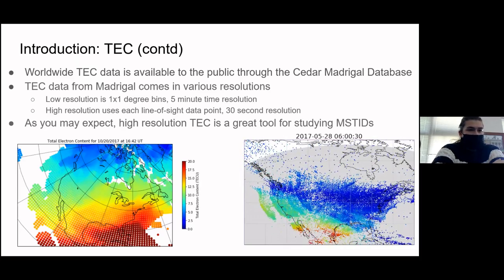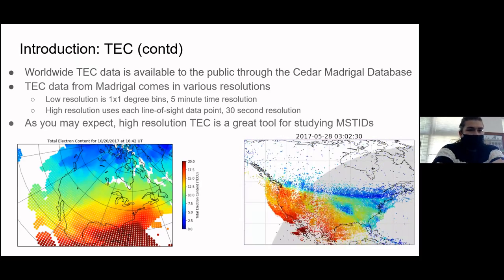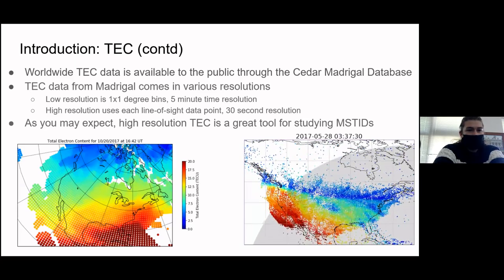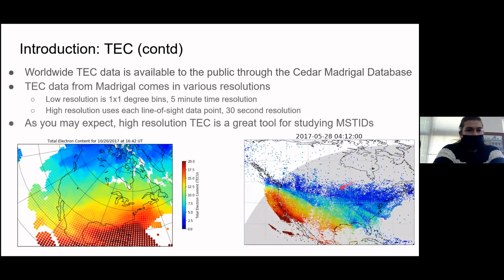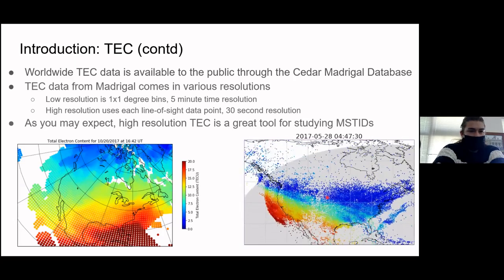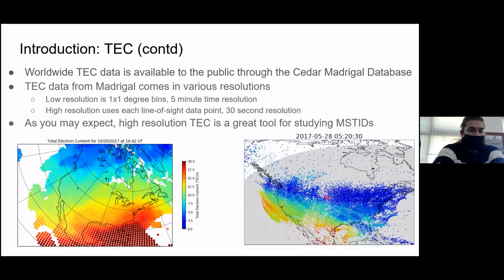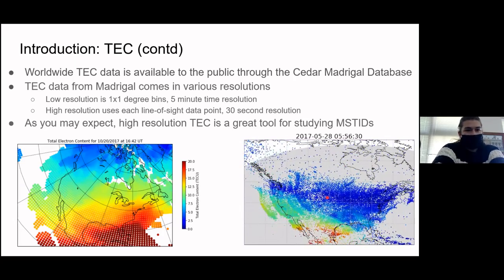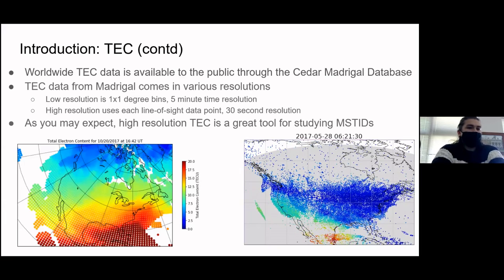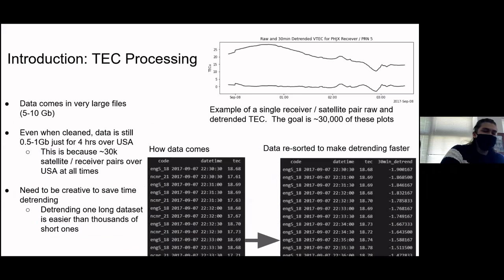So as you may expect, for MSTIDs, TEC would be a really good tool to use. And you can actually kind of see one here. You can see a lot using this data set, especially if you use the high resolution. The challenge is that the data set's really dense. So let's talk about the processing needed.